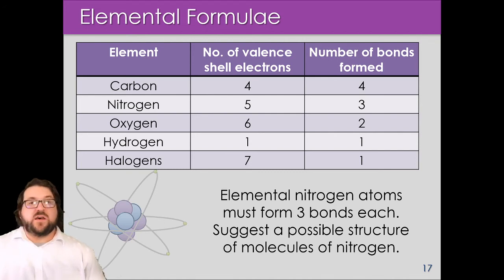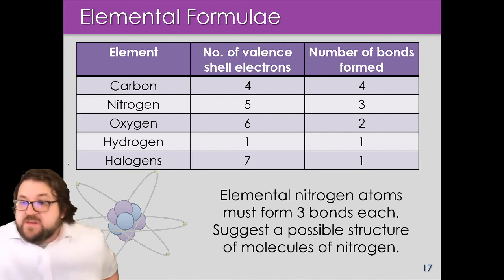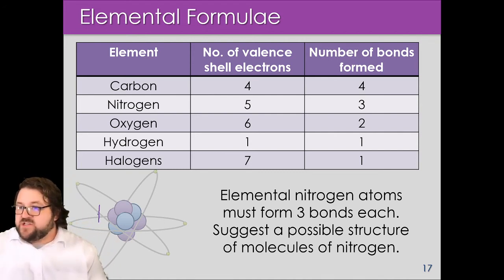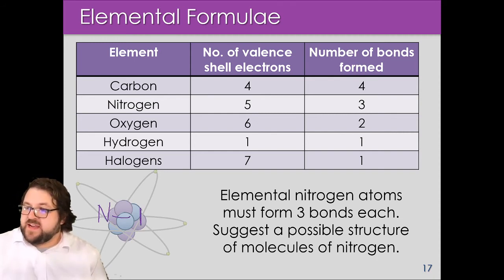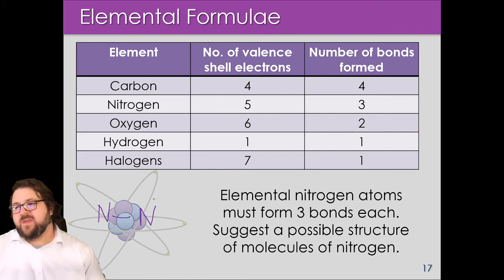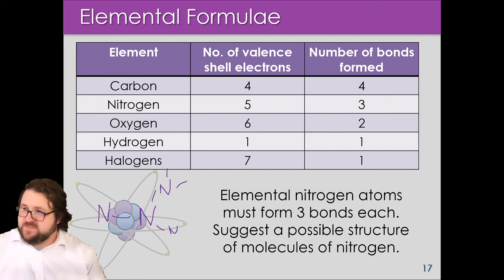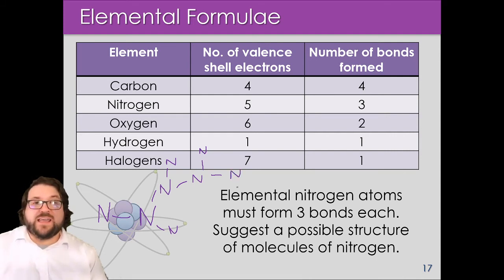Okay. So, a really common thing to do at this point would be to say, okay, I've got a nitrogen atom, so there's my first one. It's bonded to another nitrogen atom. That nitrogen atom needs to have 3 bonds, so it's bonded to 2 nitrogen atoms. That nitrogen atom needs to have 2 bonds, so it's got that, and so on. And you can see that that would end up in what we call a giant lattice.